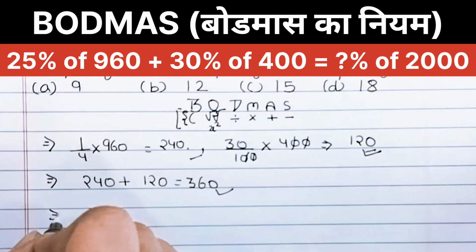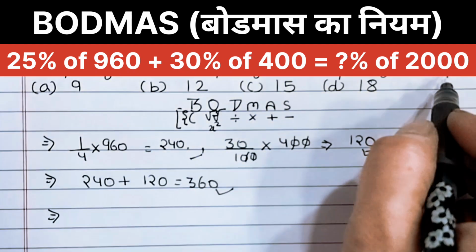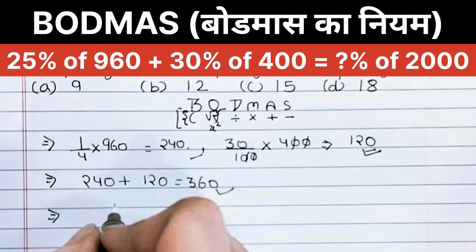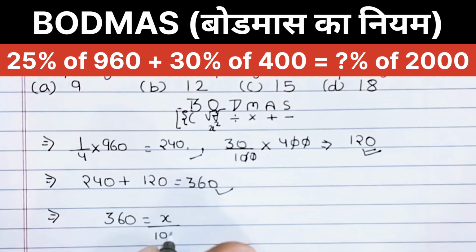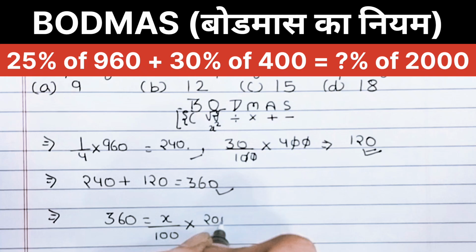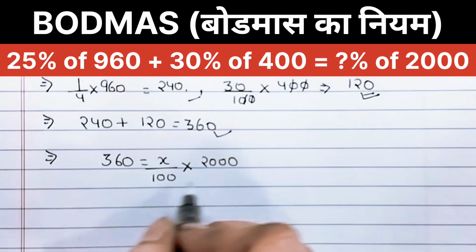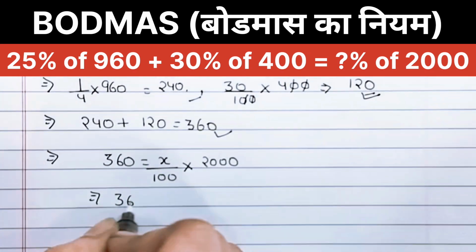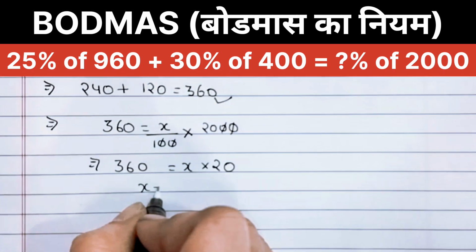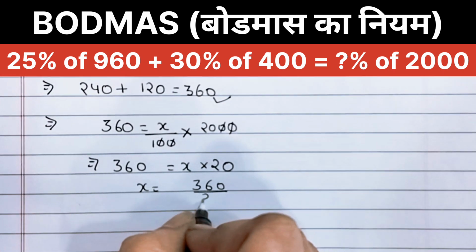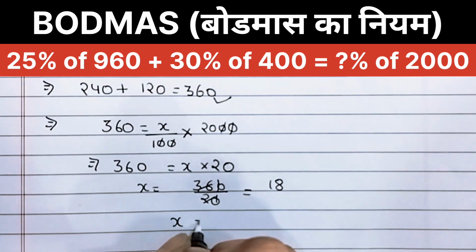Now next step, step 4, solve for x. Now you can see on the right hand side part, we set the left hand side equal to the right hand side. So the equation becomes 360 is equal to x upon 100 multiplied by 2000. Now simplify the right hand side part. So first 360 is equal to, cut down the zeros, and so now x equals 360 upon 20. Transposing the values after cutting down you will get 18. So now the result is x equals 18.